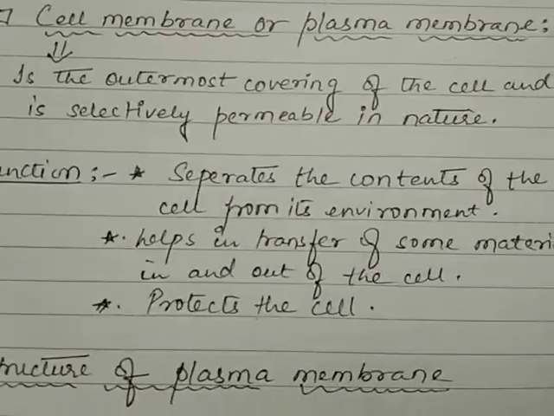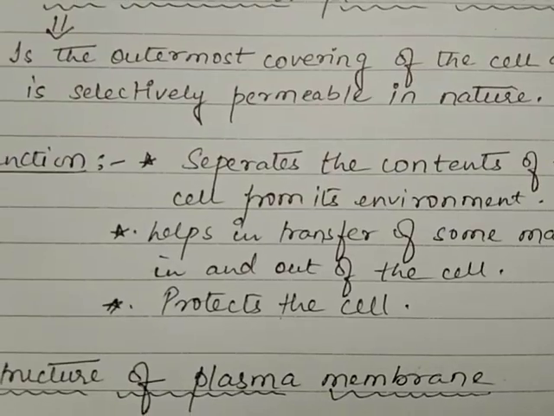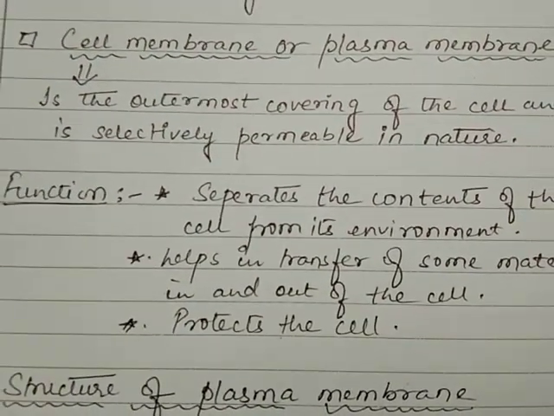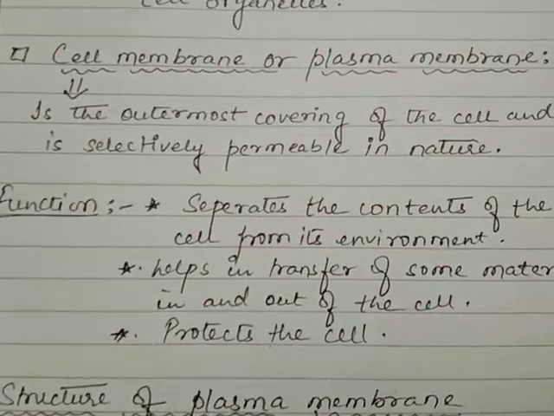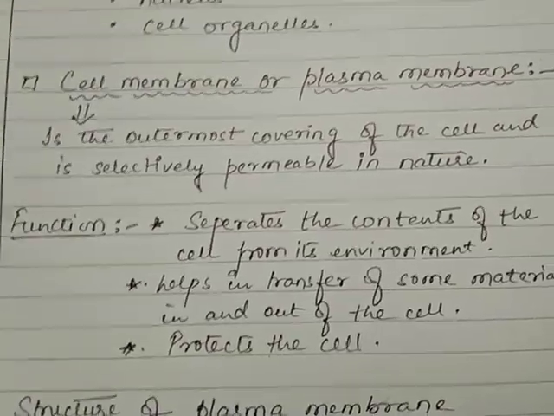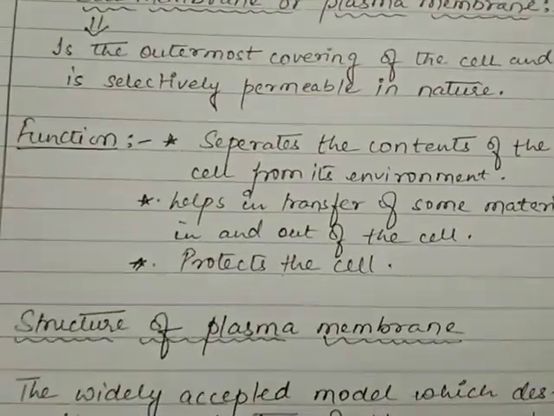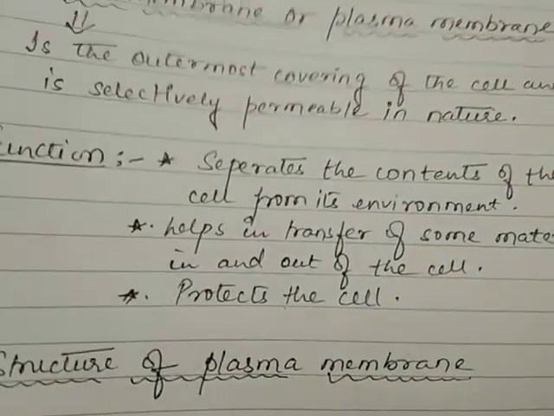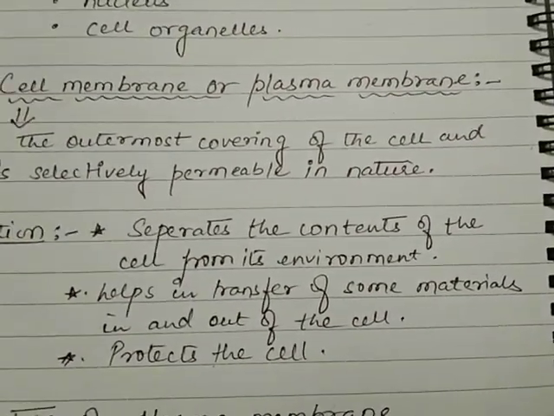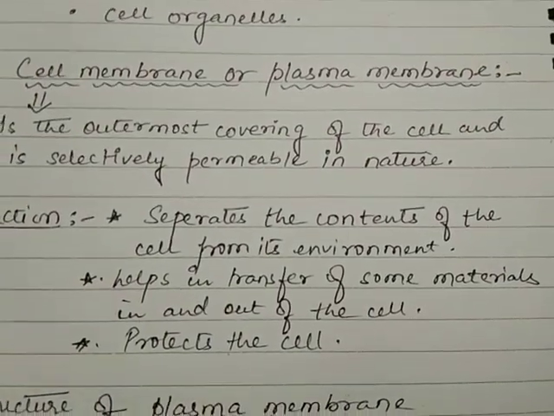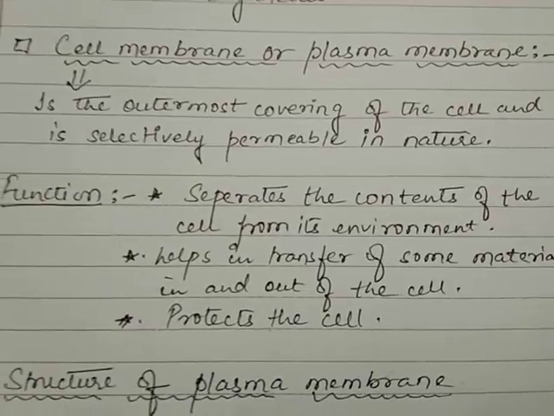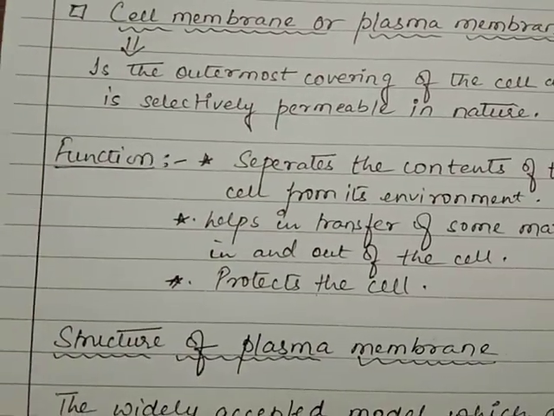Okay? The next function is it protects the cell. Since it is the outermost covering, it is the external boundary, it overall gives a mechanical strength, provides a protection to the cell. Next is the structure of plasma membrane. To understand the function of the plasma membrane, that how it transfers the materials in and out of the cell, it is very important for us to understand the structure of the plasma membrane in details.